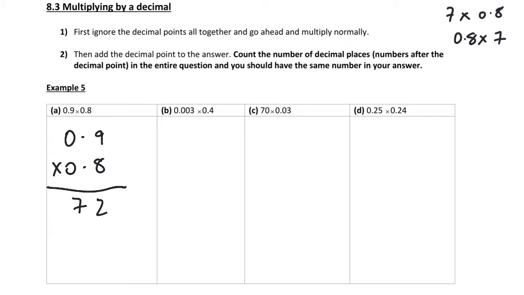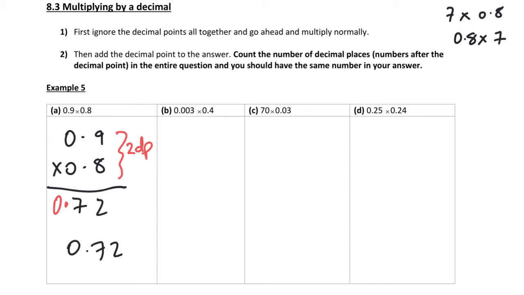Now what we can see all together in the question, we've got a total of 2 decimal places. And that's because there's the 1 from the 9 and the 1 from the 8. So there's a total of 2. In the answer, we need a total of 2 decimal places. And counting back, we've got 2 as the first one, 7 is the second. So then the decimal point must go before the 7 and then a 0 before it. So our answer then is 0.72.